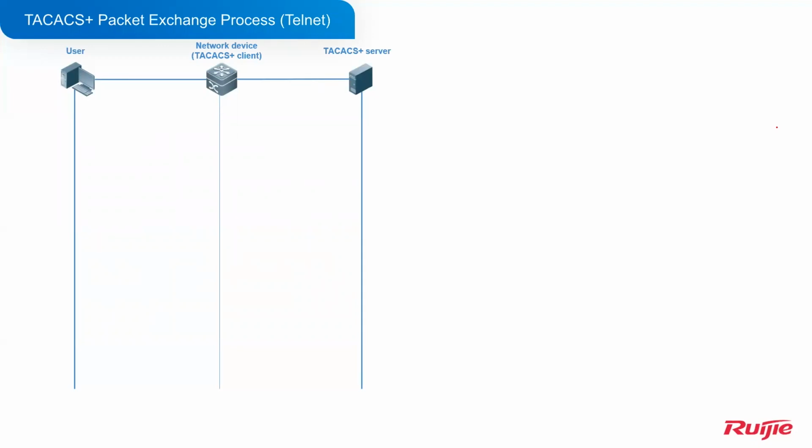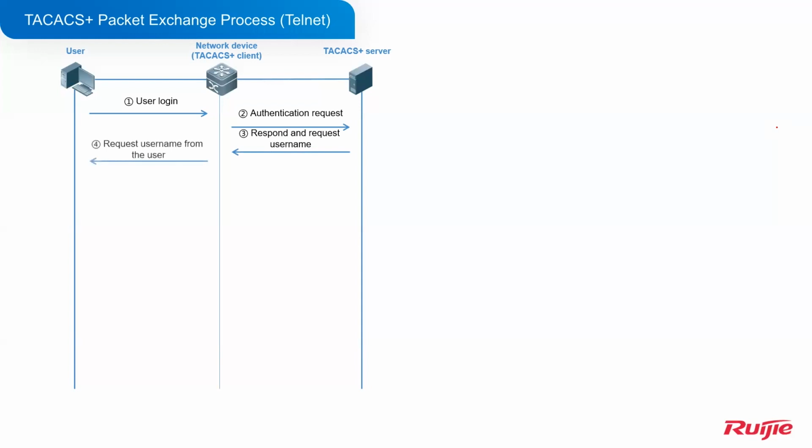If the user wants to access the device, firstly, it will send a message to the network device. It will initiate the login. And after receiving that, this network device will send an authentication request to TACACS Plus. It means now someone wants to access me, so we need to do an authentication right now. After receiving the request, TACACS Plus will say, okay, it's a response, and what we need right now is your username. So it responds and requests the username. This packet will be sent to the user, requesting the username from the user.